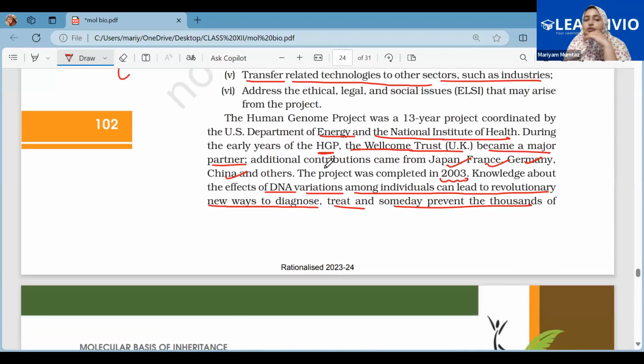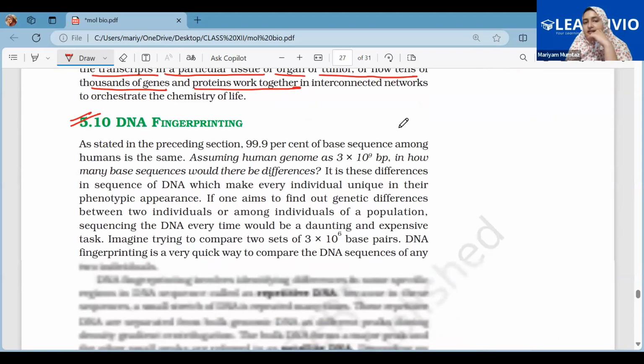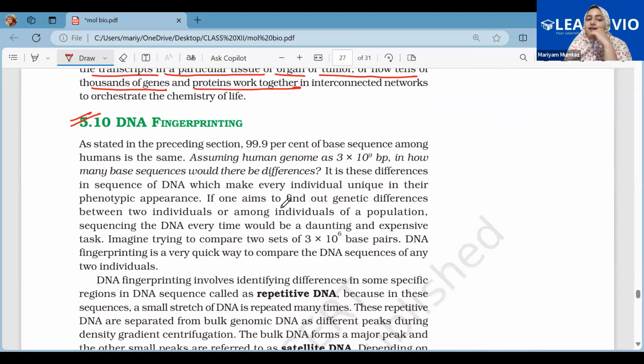Okay. So let's just keep it till here only for today's class. And in the next class, we'll discuss DNA fingerprinting, meaning tomorrow.